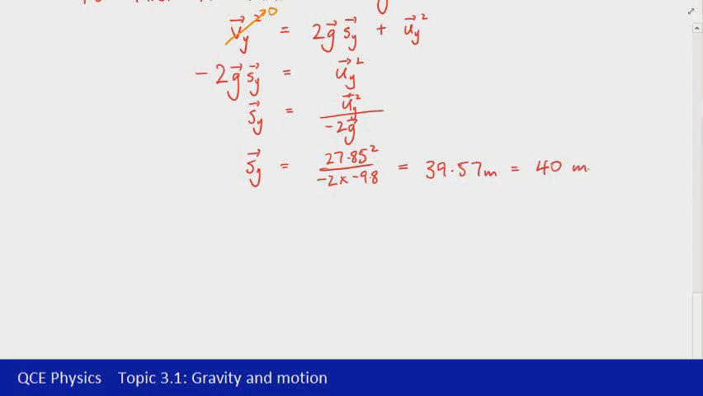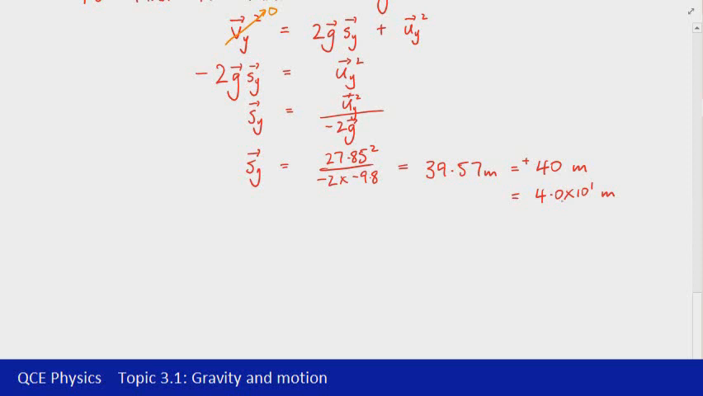Note here the value is positive, so it's in the upwards direction first of all, and secondly, this 0, if we just write it as 40, obviously it's two significant figures when we look at all the working, but we really would need to write that as 4.0 by 10 to the 1 meters to show that that 0 is a significant digit.